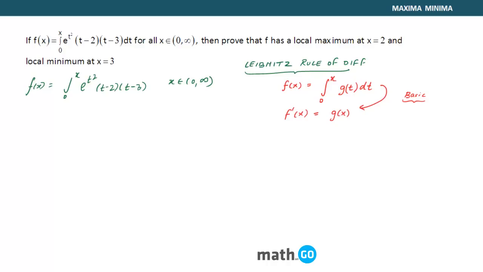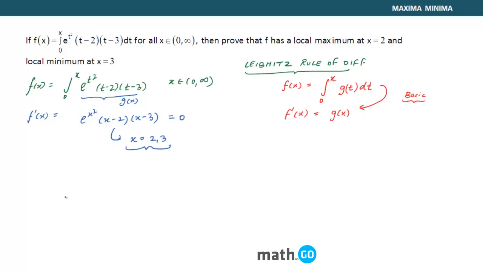Okay, now let us see how we solve this question when we know this formula. If you just do f dash x, whatever is there is complete g x now. So what will this become? e raised to power x square into x minus 2 into x minus 3. And if we start solving by equating this to 0, e raised to power x square will never be equal to 0. So the two critical points that you will obtain will be 2 and 3.